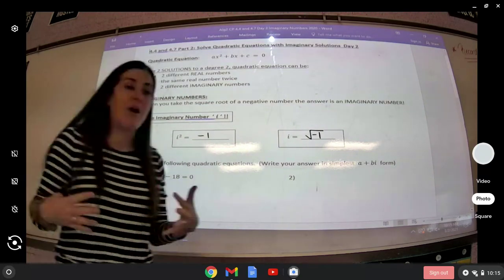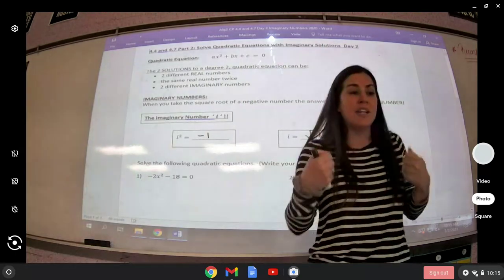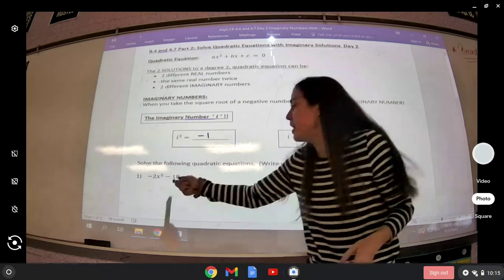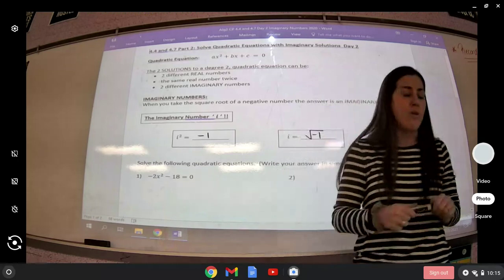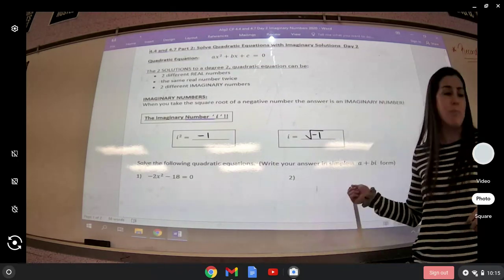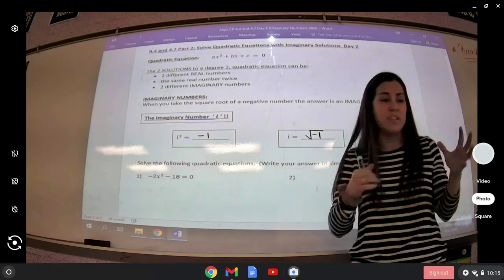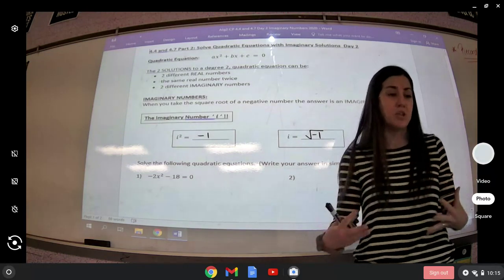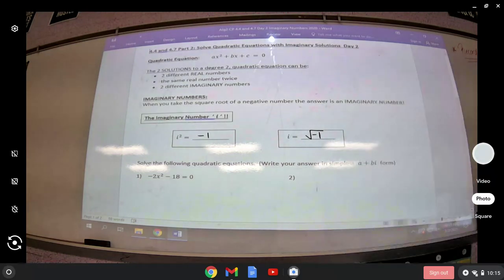All right, so today I want to practice solving these quadratic equations when you get imaginary solutions. So I picked the first example. I want to go over that one. And then the last few examples, I'm just going to grab them off Delta Math so you guys can see what your homework for the next few days is going to look like and how you're going to be typing those answers in. All right, so everybody look at the first example.